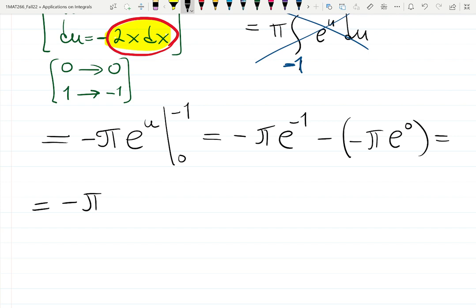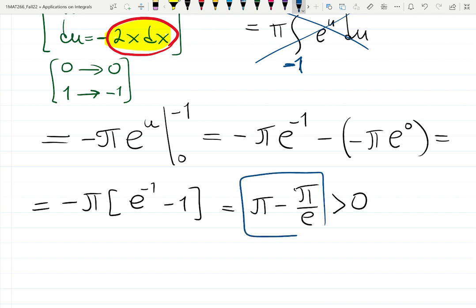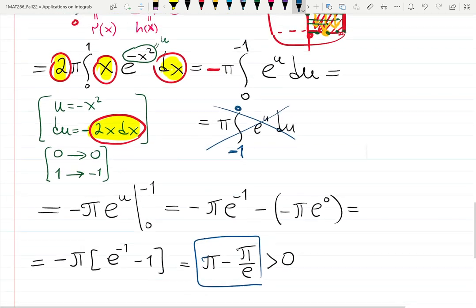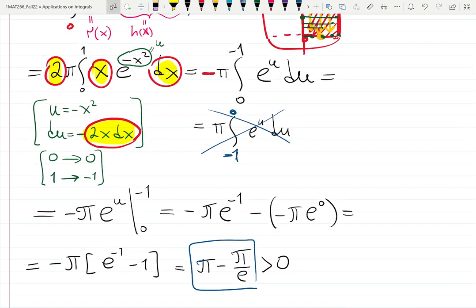Minus pi e to the minus 1, you can check that it is true. It's easier to write down as pi minus pi over e. Is it positive or negative? What do you think? How do you know? Pi over e is less than pi. Pi divided by e is less than pi because e is a number, 2.7, and so on. That's not necessary, but e is bigger than 1. So that is the idea here. What do you think about that?